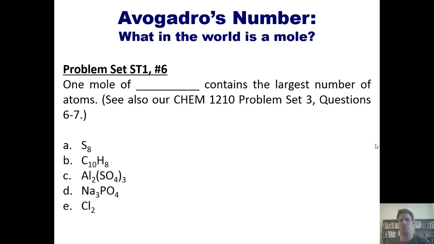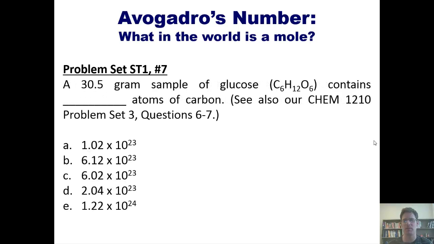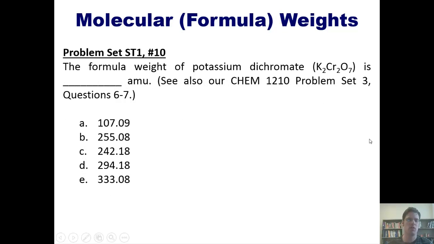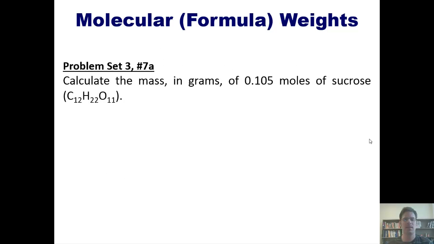Next, 1 mole of blank contains the largest number of atoms. Next, a 30.5 gram sample of glucose, whose formula is given here, contains how many atoms of carbon? Next, the formula weight of potassium dichromate is how many AMU? Next, calculate the mass in grams of 0.105 moles of sucrose.